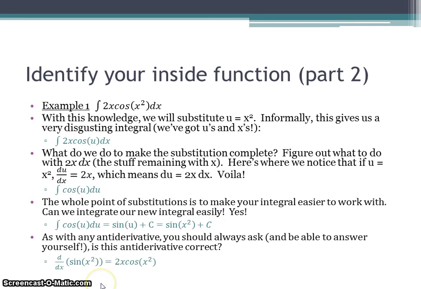As with any antiderivative, you should always ask yourself, can I take the derivative of our new antiderivative and have it match the integrand? In this case, the derivative of sine of x squared is 2x cosine of x squared, and so we're successful.